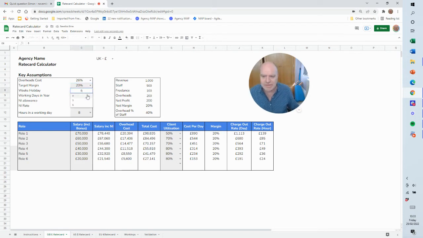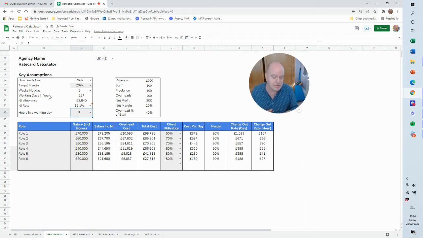How many weeks holiday? So let's say we've got 5 weeks holiday. That changes the number of working days that we can charge per person, which is vital. In the UK, we've got a national insurance allowance. This is the latest one, a national insurance rate. It's currently 13.8%. From April, it will go up to 15.05%, I believe. So let's just toggle that. And then hours in a working day. Some agencies have 8, 9 till 6, some 7.5, some 7. So let's go for the lower amount.